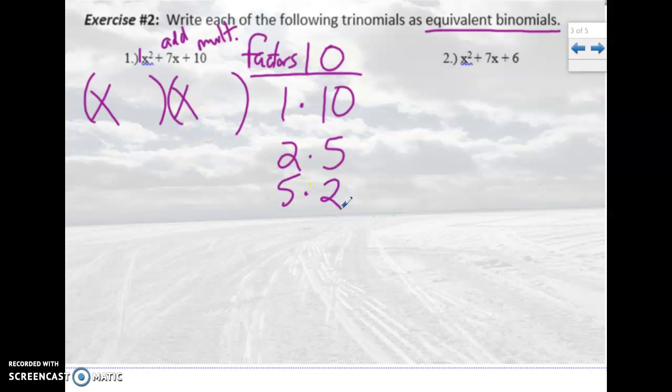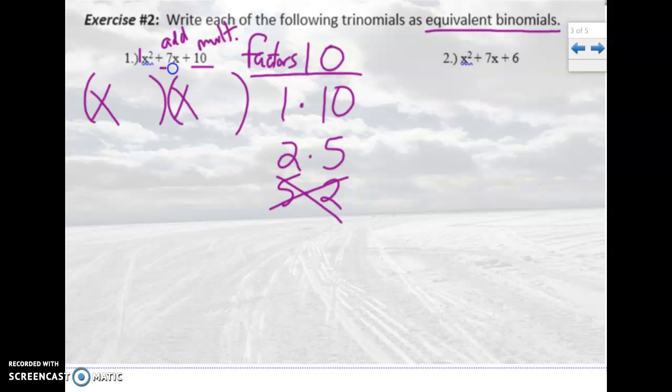But we know that multiplying 2 times 5 and 5 times 2 is pretty much the same thing because of the commutative property, so we stop. We stop writing factors when we repeat ourselves. So there's only 2 pairs, and what we're really doing is just writing ways to multiply to 10. Factoring, fancy way of saying, how can I write ways to multiply to 10? Well, that's going to help us get the last term, the 10.